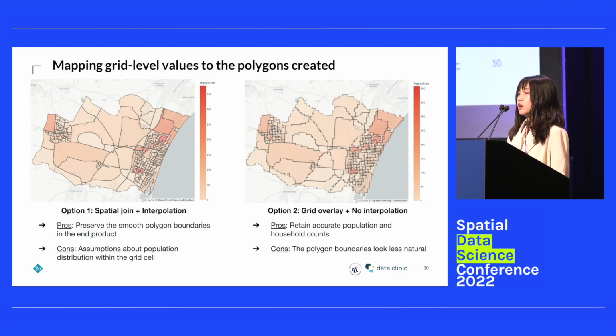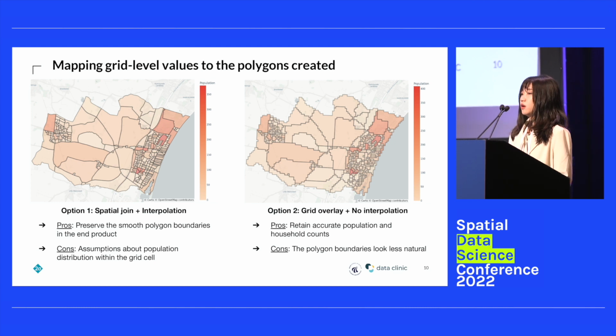So we thought about another option, which is doing a simple grid overlay. This approach does not require any interpolation, so we can retain pretty accurate population and household count information. The trade-off, though, is that the shapes become less natural.